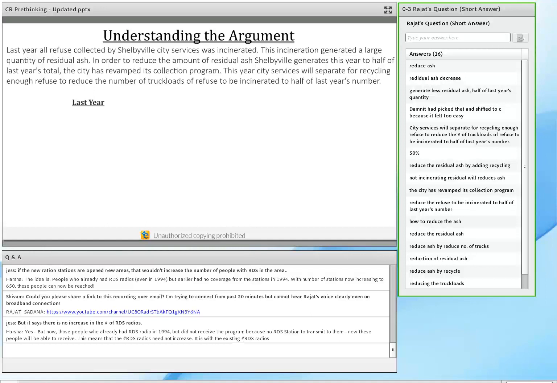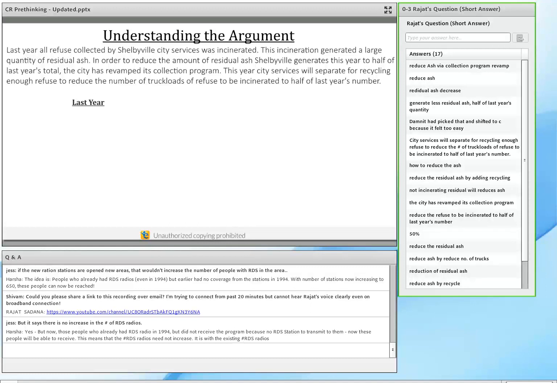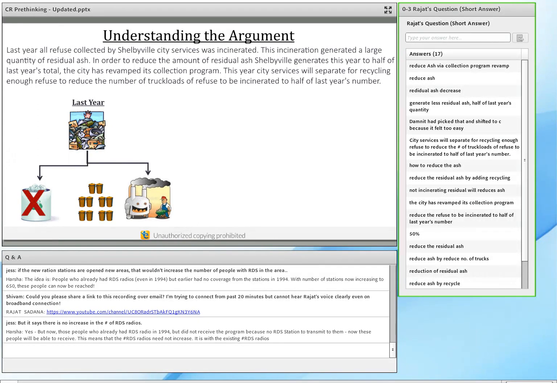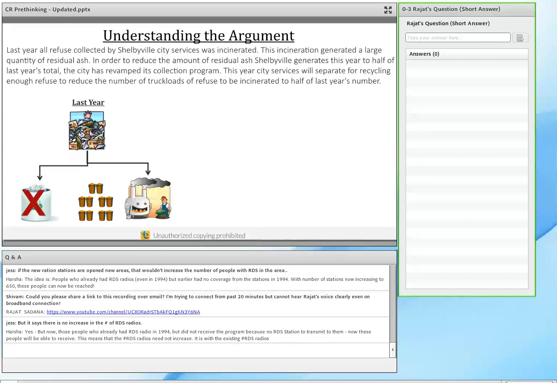This is an example of a passage which more than half of you got wrong, but 80% of you should have gotten right, because it's so simple, if you focus on understanding. So last year, what happened? We collected a lot of refuse. We did not recycle anything. We actually burnt everything. If you assume one trash can as one truck, how many trucks did we burn last year? We burned 10 trucks, yes.